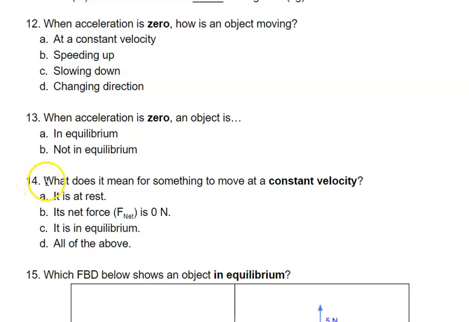Question 14. What does it mean for something to move at a constant velocity? A. It is at rest. B. Its net force, F net, is 0 newtons. C. It is in equilibrium. D. All of the above.